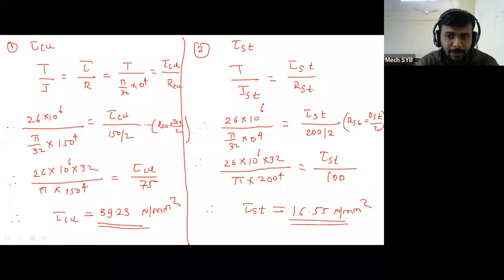In steel material, stress is minimum because the area is maximum. Steel's diameter is 200, copper's diameter is 150. Therefore, in the steel material, stress is minimum because the area is maximum. This is a very simple calculation. We have solved such types of problems in type number one also. Yes, 16.55 Newton per mm square is the stress in the steel material, and 39.23 Newton per mm square is the stress in the copper material. Now we have to calculate the third parameter, very important, that is the total angle of twist.